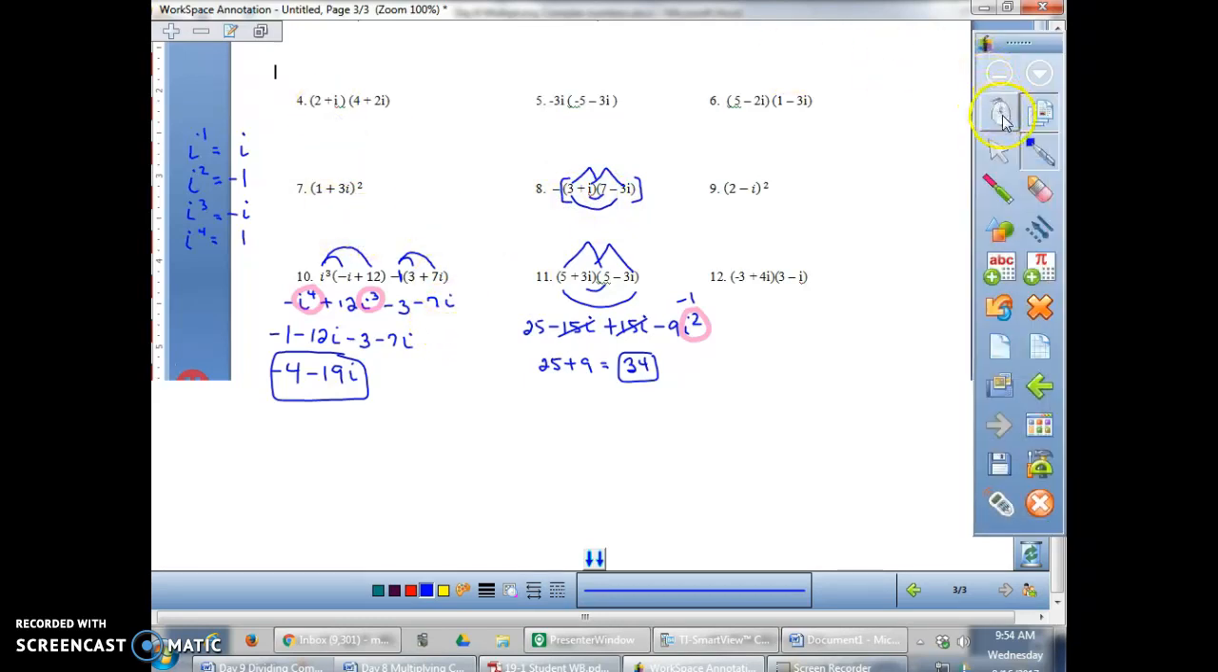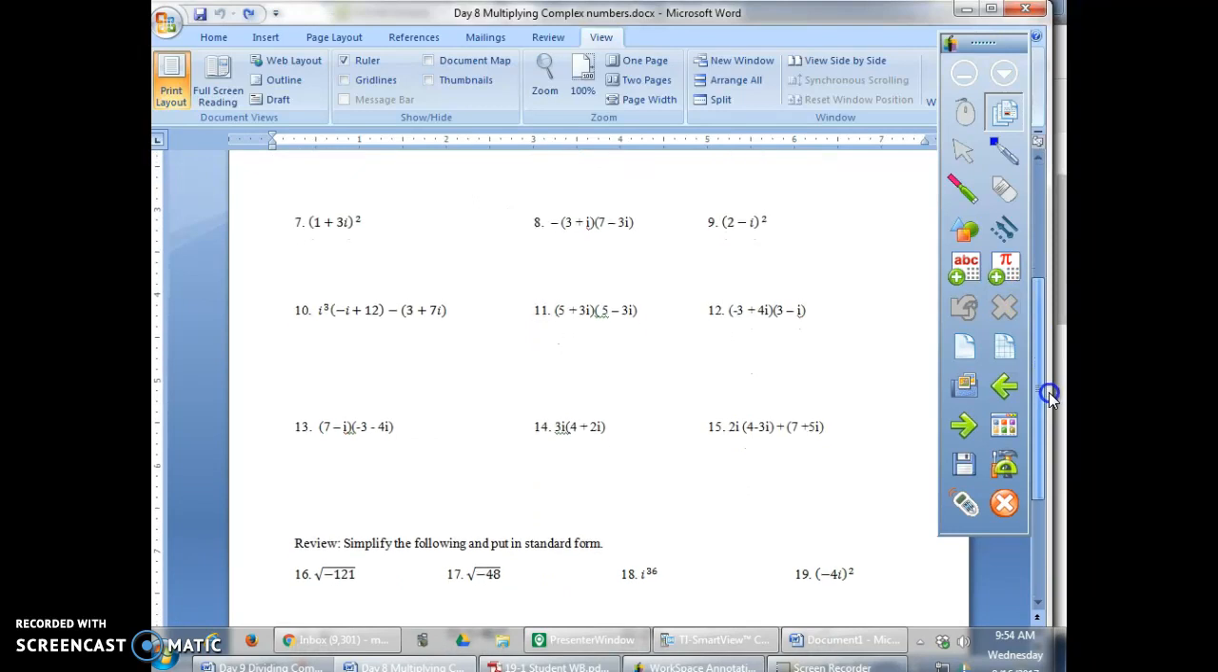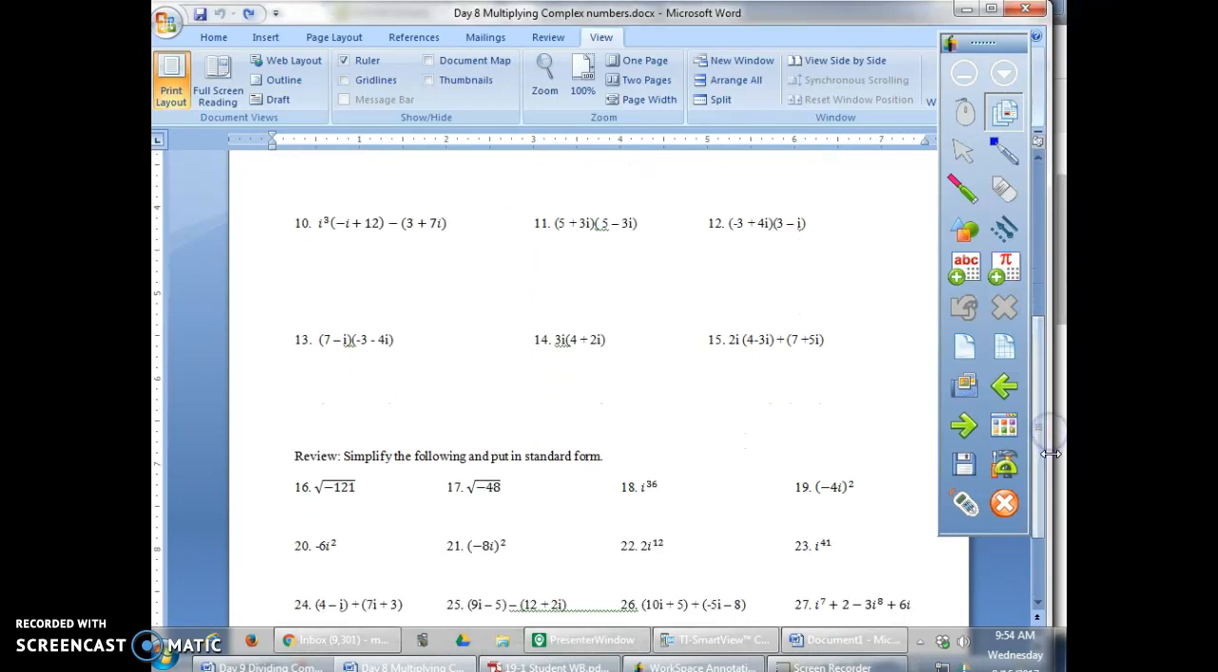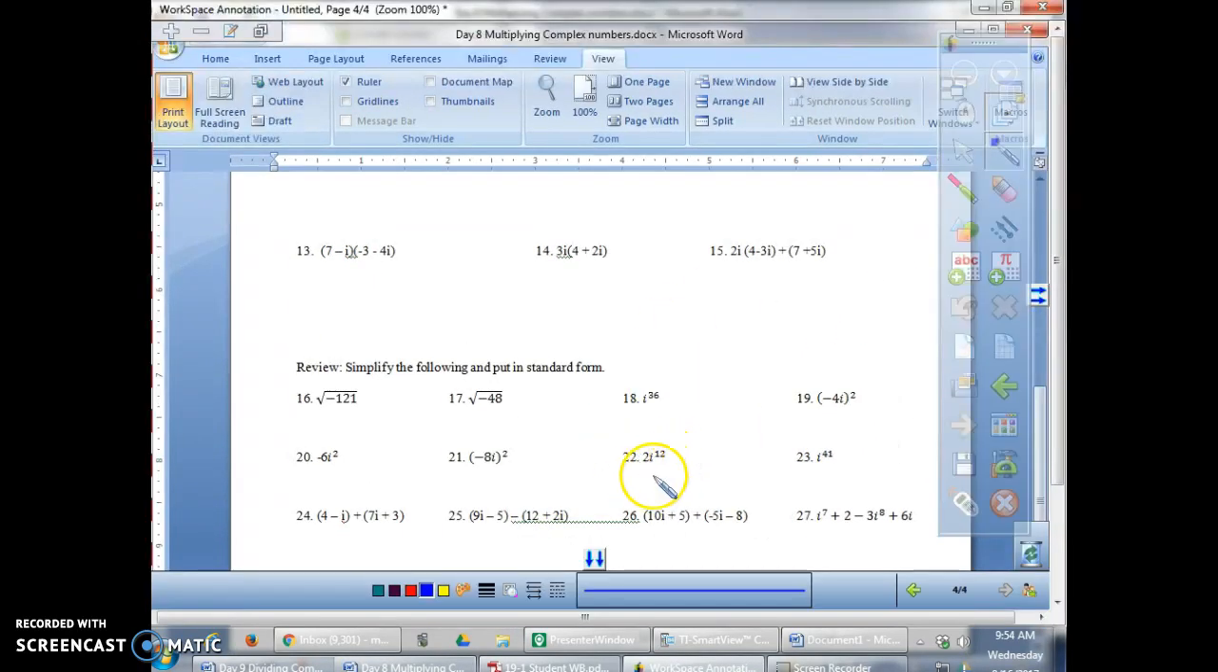I want to go over some of the division because those are a little bit harder. And I want to simplify a power or two with you. So down at the bottom, for example, let's do 22. So here I have i to the 12th.